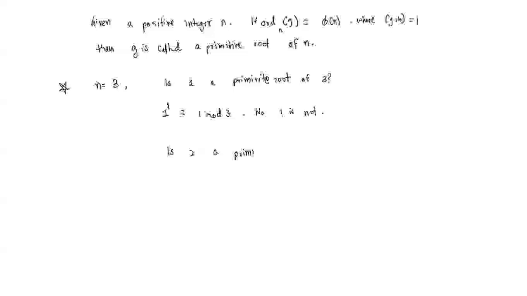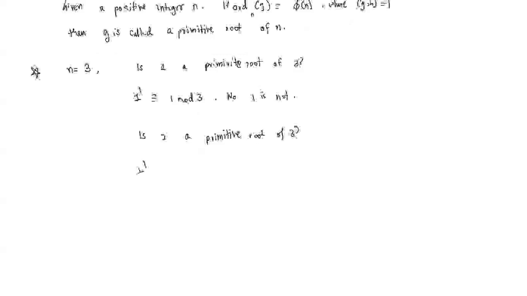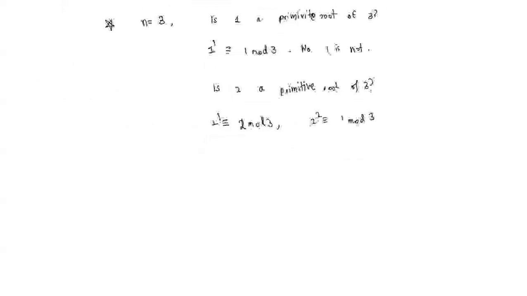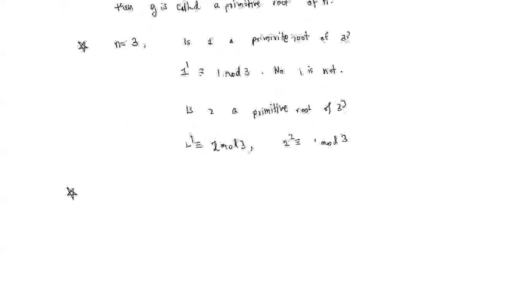How do we check that 2 is a primitive root? 2 to the power 1 is congruent to 2 mod 3, and 2 to the power 2 is congruent to 1 mod 3. So it is a primitive root. Is there anything like p minus 1 being a primitive root of p? You'll get that.